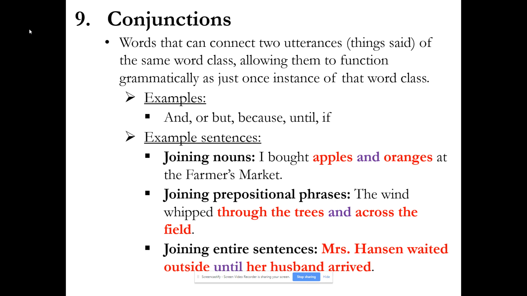Okay, you can join entire sentences with conjunctions. So Mrs. Hanson waited outside until her husband arrived. Mrs. Hanson waited outside could be a complete sentence by itself. Her husband arrived could be a complete sentence by itself, right? With her replacing Mrs. Hanson because you know who she is already, right? And so the until is joining them, behaving like a conjunction.